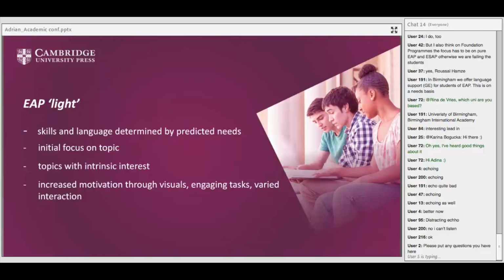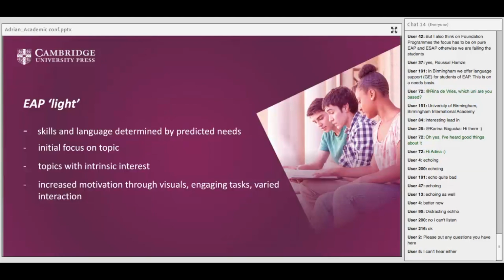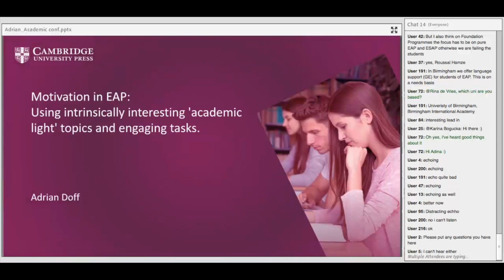But the initial focus is on the topic itself rather than on the skills. And the topics are selected which are of general academic nature, but which also have a high level of intrinsic interest, will be suitable even for general English learners, so not related to any particular area of study necessarily. And motivation is not assumed, but it's actively enhanced through visuals, layout, engaging tasks, and also a variety of varied interaction.